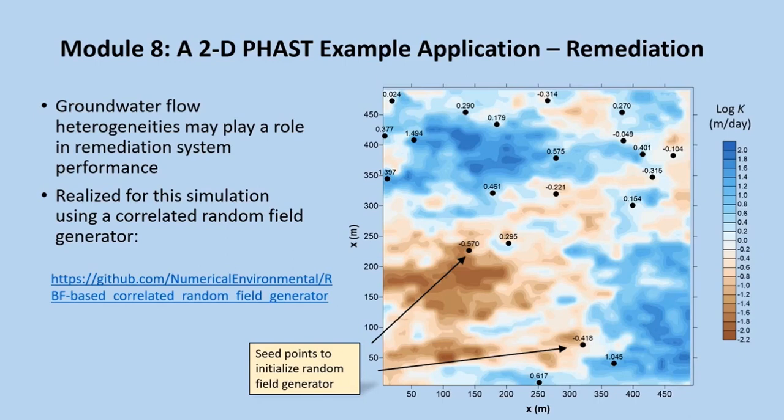This figure shows the distributions of log hydraulic conductivity values generated, with blue colors indicating sandy materials and brown colors more silty and clayey sediments. The black dots are simply the seed points with log K values used to initiate the random correlated field generator.